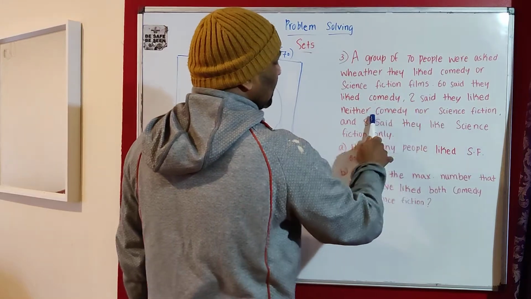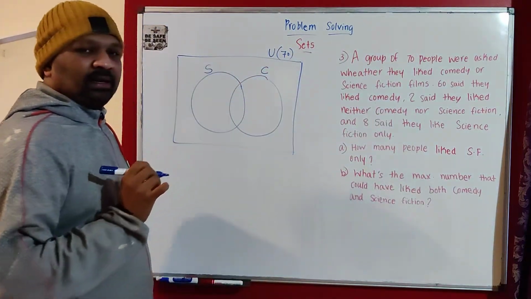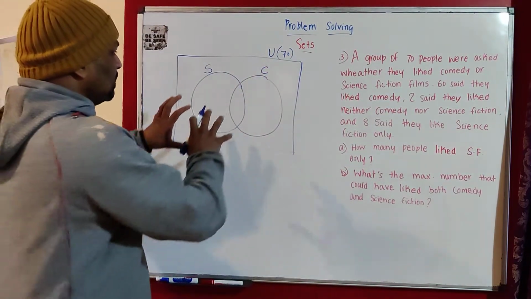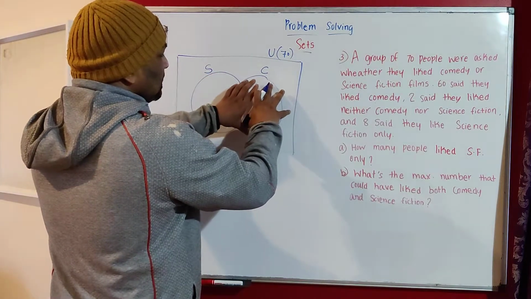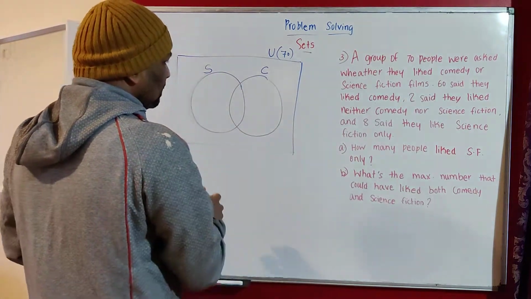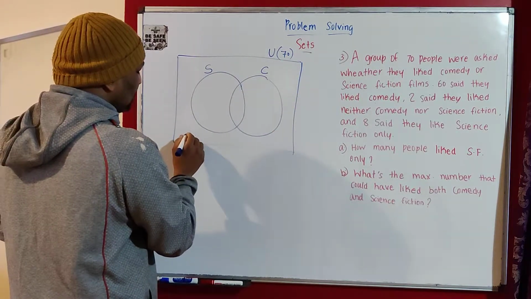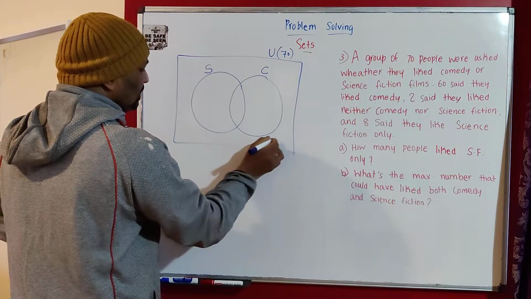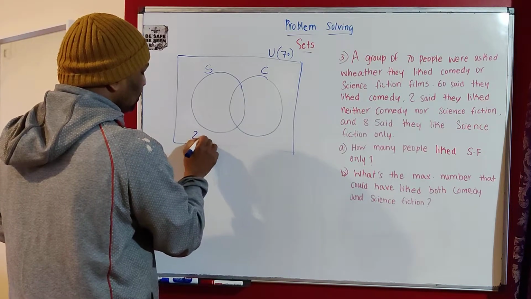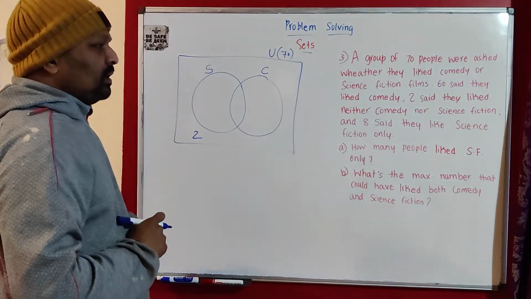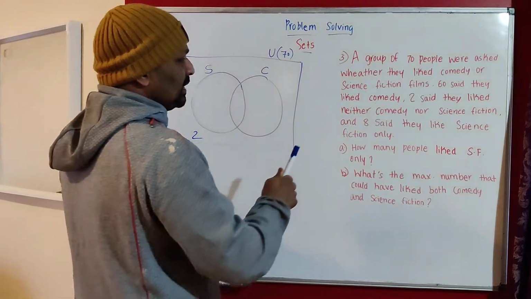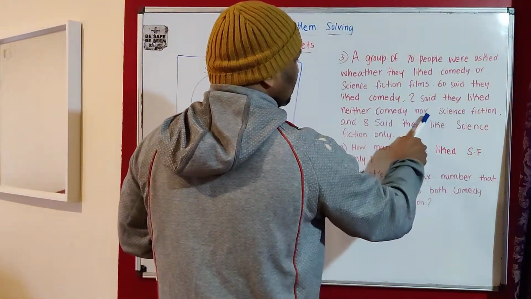Two said they like neither comedy nor science fiction. This is clearly defined. Two people don't like anything. They don't fall in this circle or in this circle, so they fall outside the circles. What is the outside portion? This is all the outside portion. So two people, and you can write the two anywhere here, it doesn't matter. So I am putting 2 here.